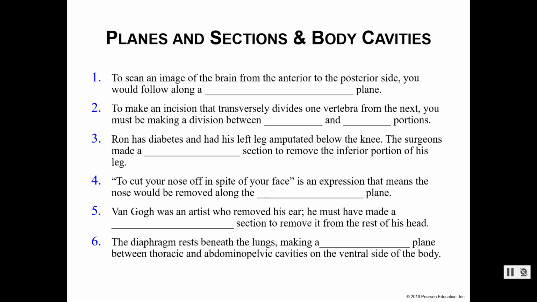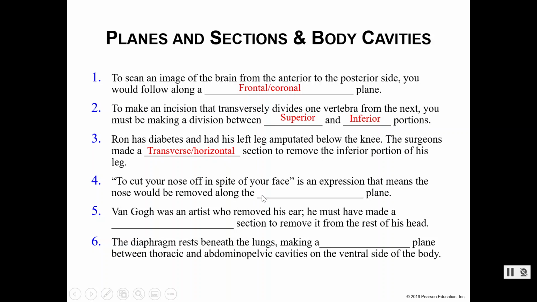Alright, number 1, to scan an image of the brain from the anterior to the posterior, we would need a frontal or a coronal plane. To make an incision that transversely divides one of your vertebrae from the next, okay, we would be making superior and inferior portions. Ron has diabetes, had to have his left leg amputated below the knee. The surgeon needed to make a transverse or a horizontal cut to remove the lower portion of his leg.